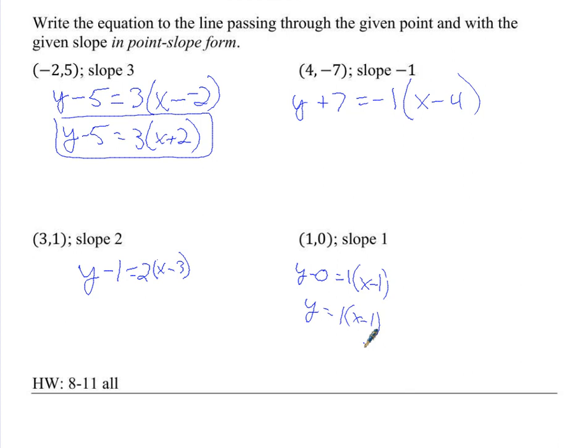Because in the next section, after we get done with these 4 homework problems right here, we're going to wind up distributing that slope in, and then we'll be in slope-intercept form. But for now, you can do 8 through 11 all. Should take almost no time.